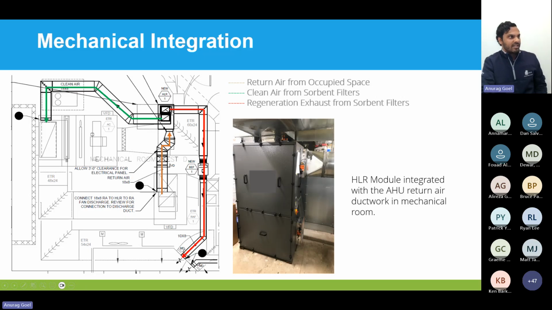In this example, you also see this red line. This is for regeneration. Regeneration can be achieved depending on the air cleaning system you're looking at. Some air cleaning systems have the ability to essentially replenish their filters through a regeneration cycle. And to do so, you need to exhaust that regeneration air out of the building. And that's what's shown here in the red duct. And that's just integrated into an exterior exhaust louver on the side of the building.